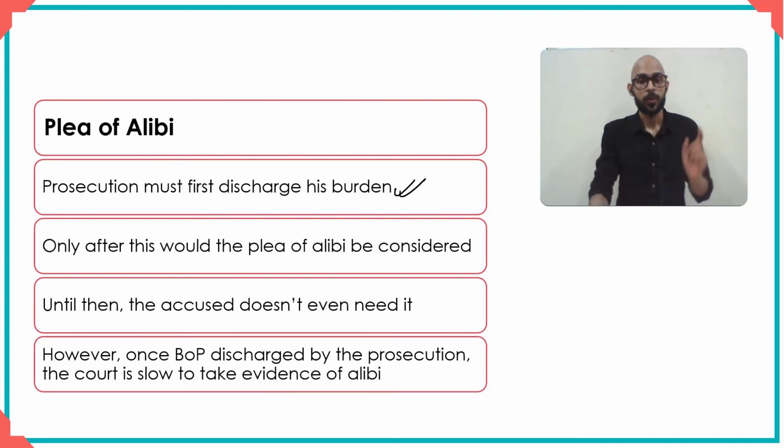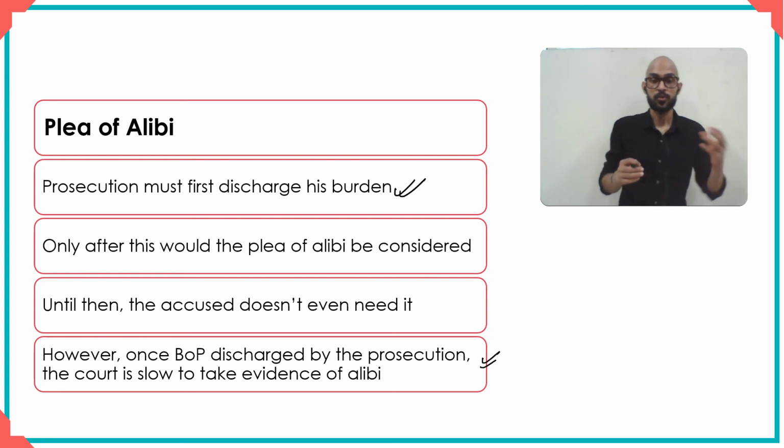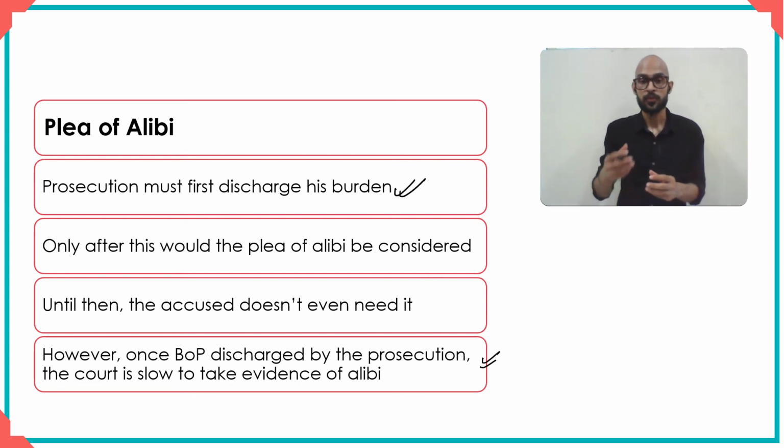But once this burden has been discharged by the prosecution, the court is reluctant to take evidence of alibi, right? So now the accused, whose guilt has been proven by the prosecution, has to work hard for the court to take his plea of alibi, which means the court wants very reliable evidence. It will not accept a weak piece of evidence for the plea of alibi. It's a very important point.